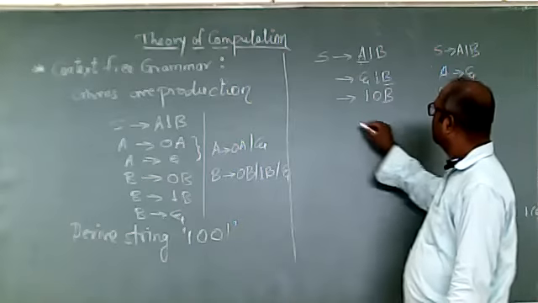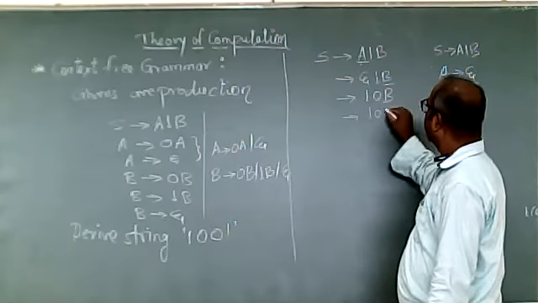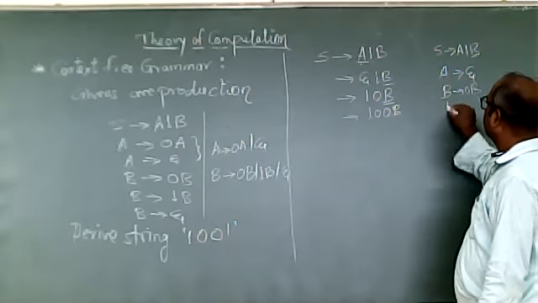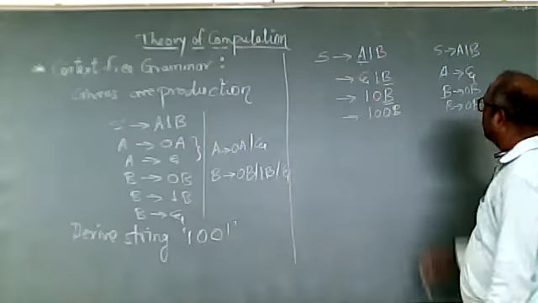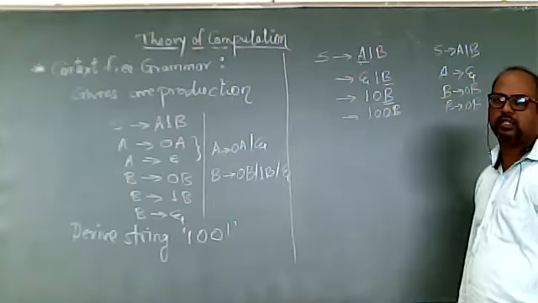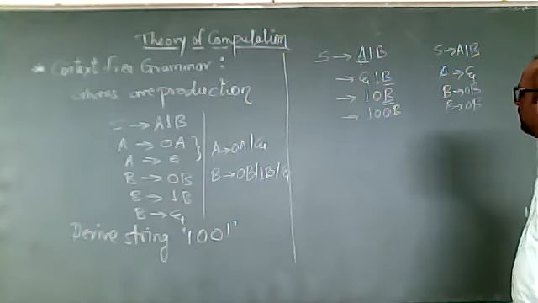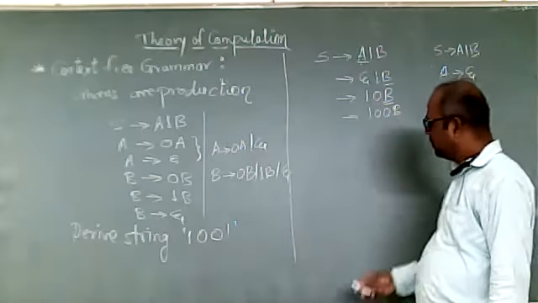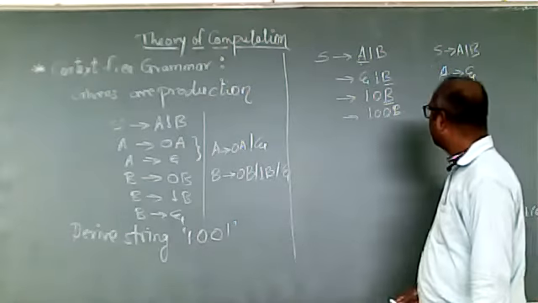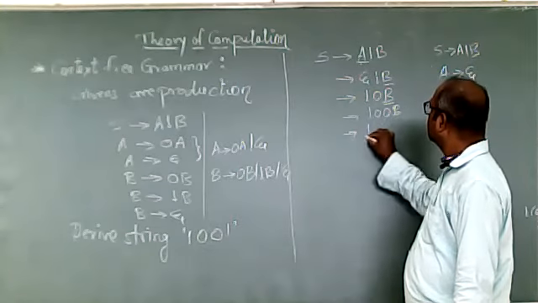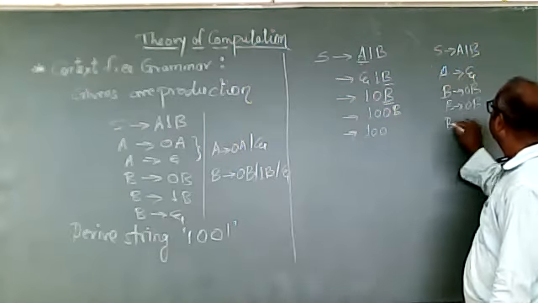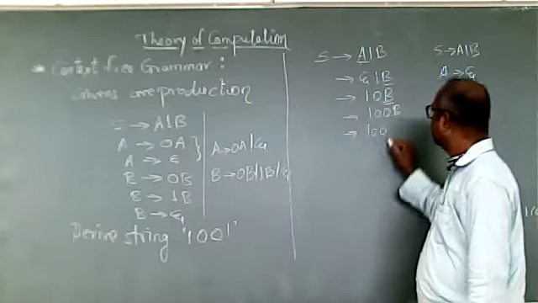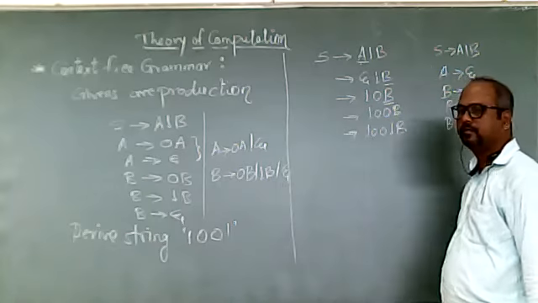Now again I want one more 0B. So this B again I am replacing with 0B. The same production I am using again, so you can use a production any number of times. So 1001, 100B. I want 100, yes. One more 1 I want. So I will replace this B with 1B, because B tends to 1B. I want 1, so it will be replaced by 1B.